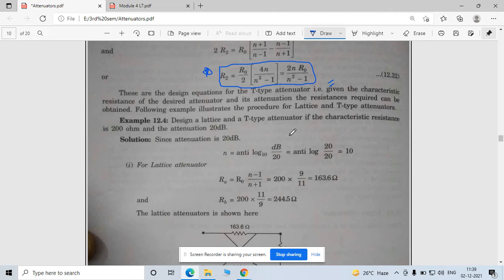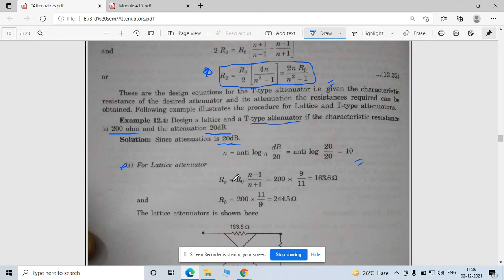Now on the basis of this, one example is given here. Design a lattice T attenuator if the characteristic resistance is 200 ohm and the attenuation is 20 dB. Now attenuation is given to you, 20 dB. With the help of this, you can easily find out your n, which is the anti-log of dB by 20. Once you calculate this, you will get the value 10. And for the lattice attenuator, you can directly apply the formula here.